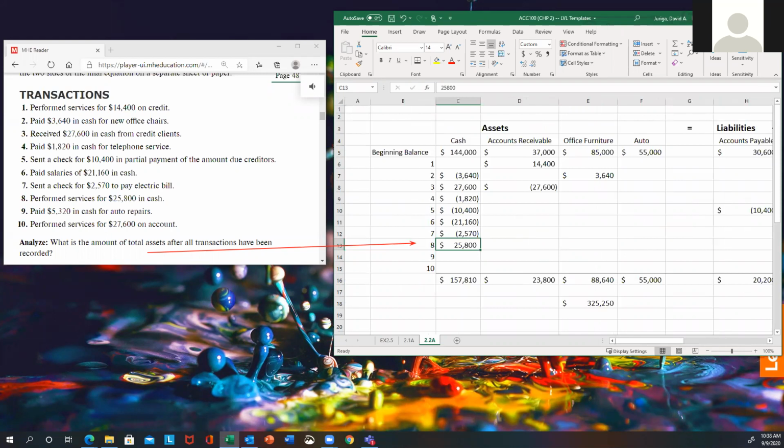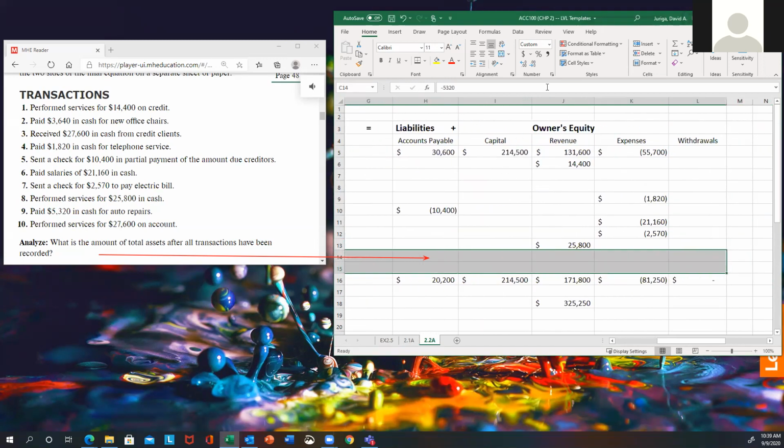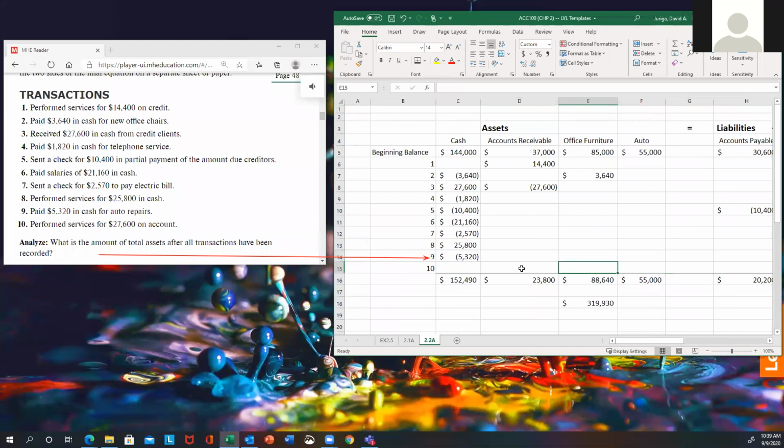All right, two more on this one. Number 9 says we paid $53.20 in cash for auto repairs. So just like anytime we paid any money, we know cash should decrease. So we'll say minus 5320, and here my font's off. Hold on just a second to fix that. But we'll decrease the cash. And then the offset's going to go to what?